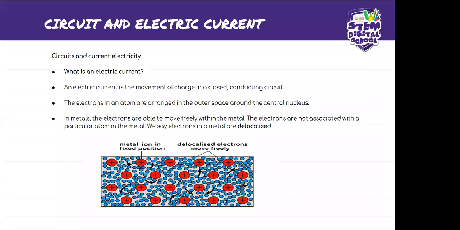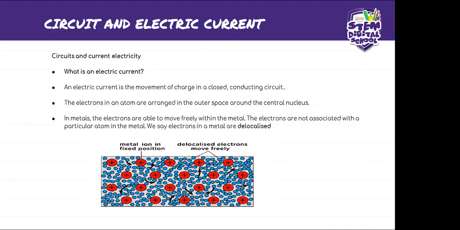Okay. In metals, the electrons are able to move freely within the metal. The electrons are not associated with a particular atom in the metal. We say electrons in a metal are delocalized. So that's why metals are able to carry charges from one point to another. They are delocalized, meaning they are not stuck, they are free to move. So here is a picture of delocalized electrons, a picture of a metal with the charges indicated there.